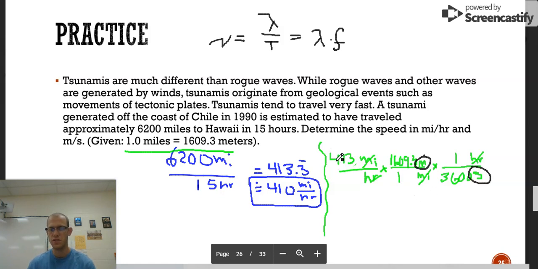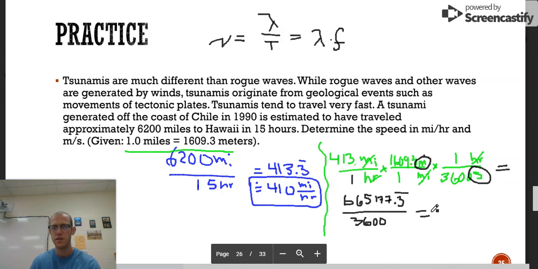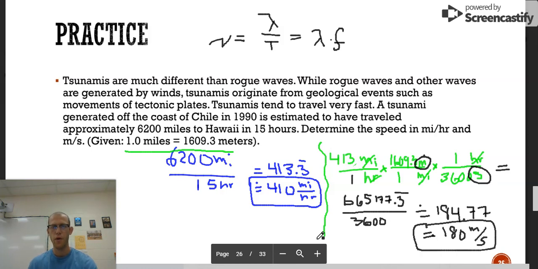So let's do the calculations. 413.3 repeating times 1609.3 times 1, divided by 1 times 3,600 seconds. That gives me out 665,177.3 repeating over 3600. And when I divide that, I will get out my final answer of 184.77 approximately, with significant figures 180 meters per second about. So there we go, the 2 different velocities in miles per hour and meters per second.